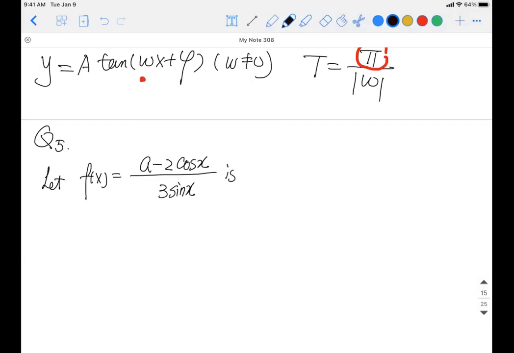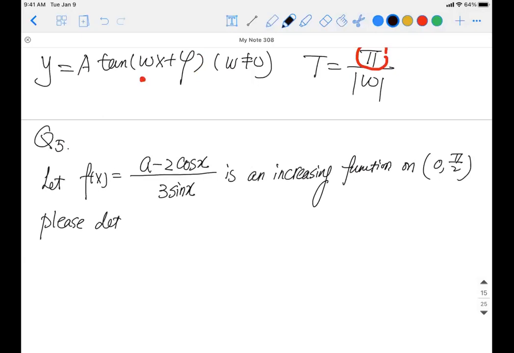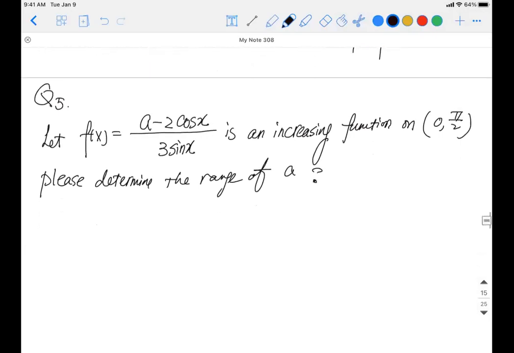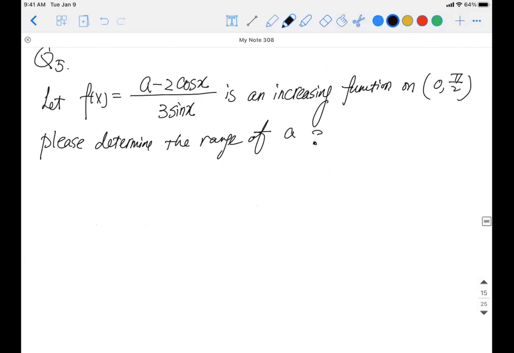This guy is an increasing function on (0, pi over 2). Please determine the range of a. I have a function. This function is (a minus 2 cosine x) over (3 sine x). Okay, you have sine, cosine on the denominator and the numerator. I told you this is an increasing function on this interval.